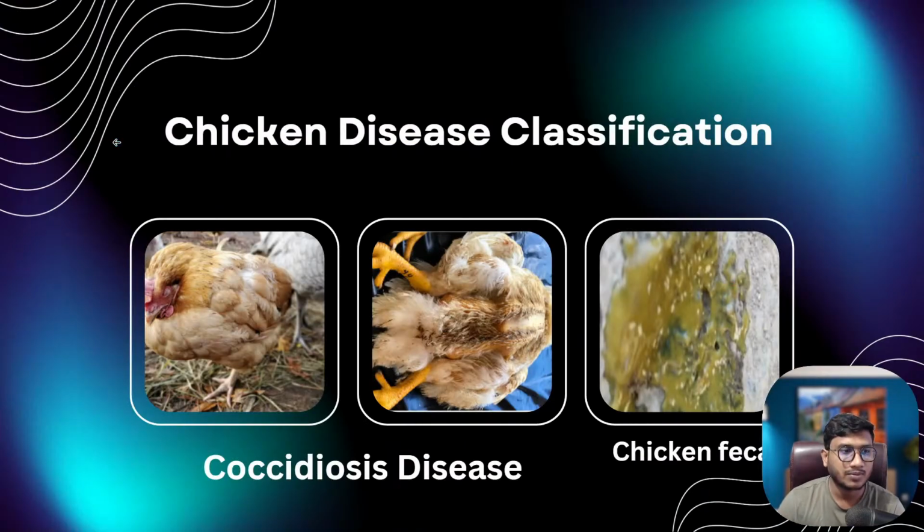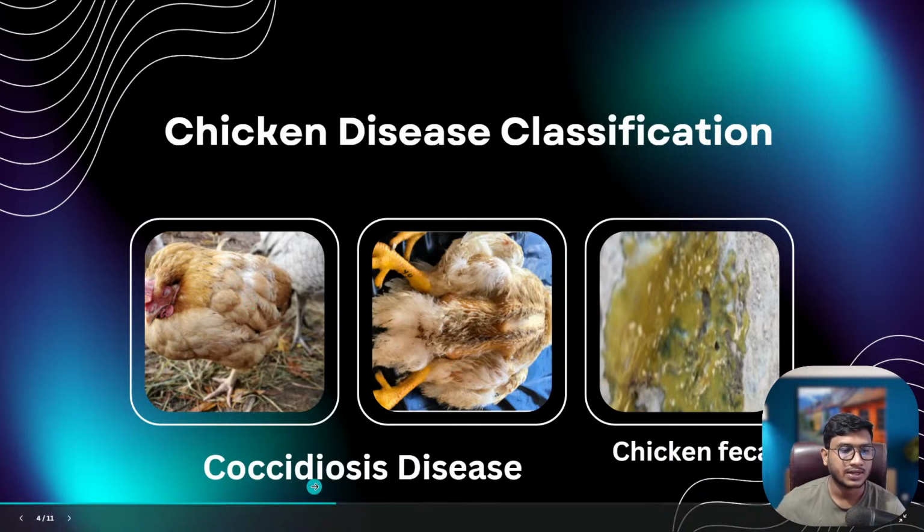Now guys, let's come to the problem statement. So here we'll be solving one problem statement called chicken disease classification. I think you know chicken has different kinds of diseases. So here I have collected some data from a website. I'll tell you which website you can follow to collect these kinds of data. The images contain coccidiosis disease affected chicken. You can see this is the coccidiosis affected chicken. So this disease name is coccidiosis. You can search on Google what coccidiosis disease is. So this is one kind of disease that affects chicken.